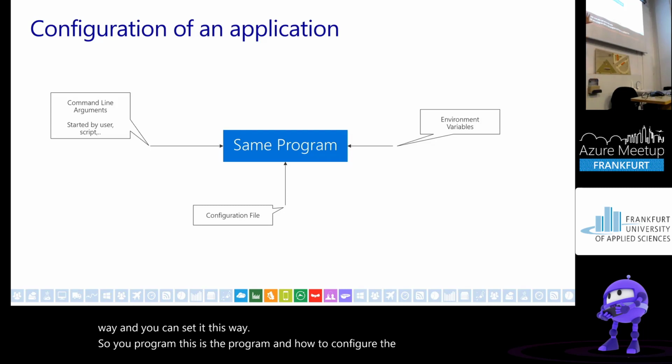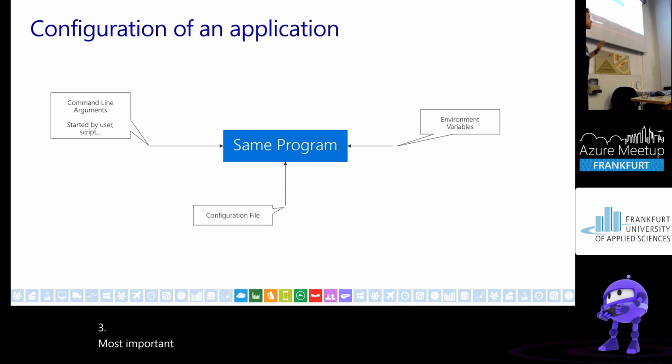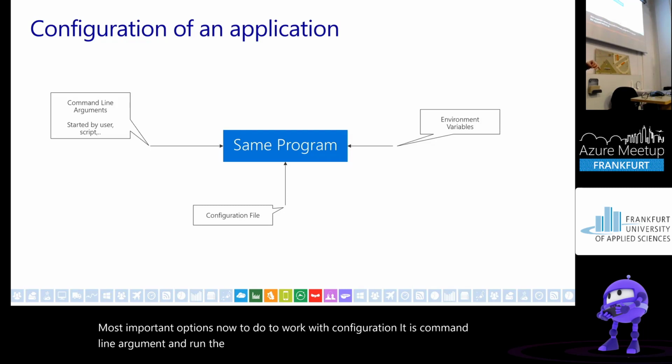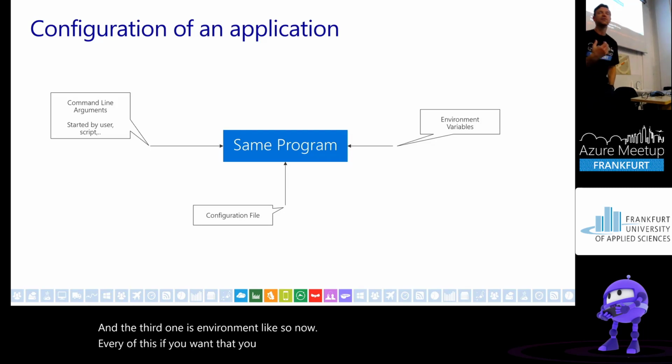We have three most important options to work with configuration. It is command line argument. I run the program and provide command lines. The second one is configuration file. And the third one is environment variables. So now, for every one of these, if you want your application to know and deal with that, you need to provide some code.